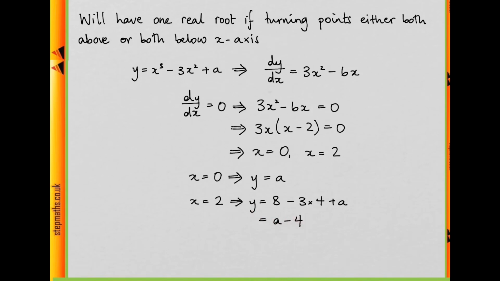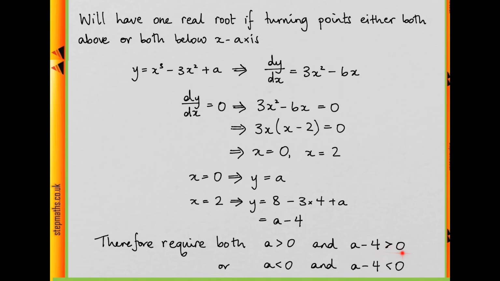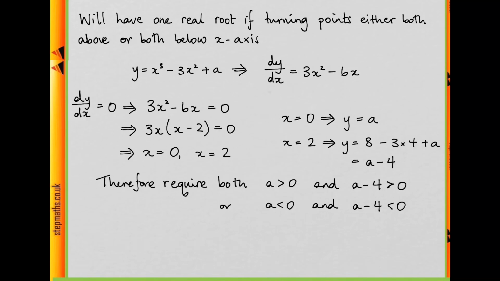And so if we want our turning points to be either both above or both below the x-axis, then we're going to need both of these y values to be either both above 0 or both below 0. Okay, so let me rearrange this to give us a bit more space. Okay, so if we take the 4 to the right-hand side of these second inequalities, then we can see that they're the same as a greater than 4 and a less than 4.